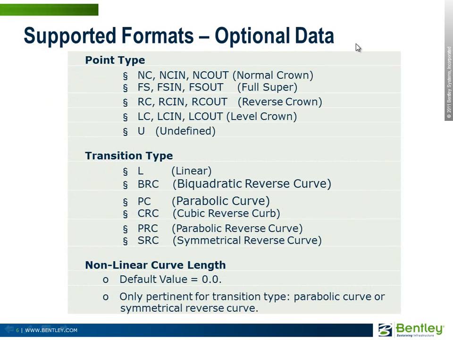You also have the optional data, and that includes some point types, which is the normal crown, normal in, normal crown out, the full super in and out, reverse crown, level crown, and undefined. A lot of these point types are used in quite a few of the reports, and so it doesn't affect the calculations, that's why it's optional. But if you want it to come out in your reports, and that's important to you, you may want to include that. It can also be added afterwards in the editor if you want.